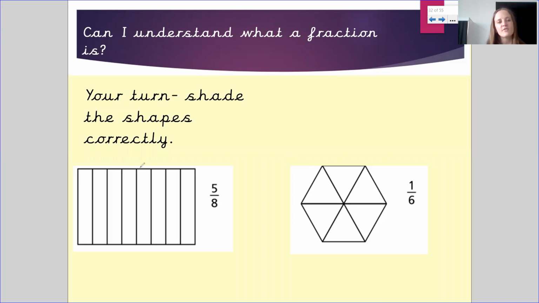If we have a look at the 8ths, we can double check 1, 2, 3, 4, 5, 6, 7, 8. So 8 parts make up my whole, of which 5 are colored in. So 1, 2, 3, 4, 5 parts are colored in, and 3 parts are left blank. Tick if you got that one correct. The next one says 1/6. So I already can see that I've got 6 parts making up my whole, and only one of those is colored in. So give yourself a tick if you got that one correct.